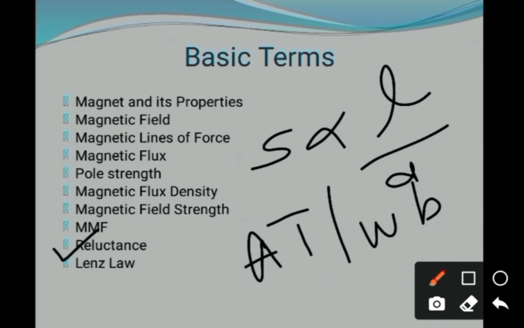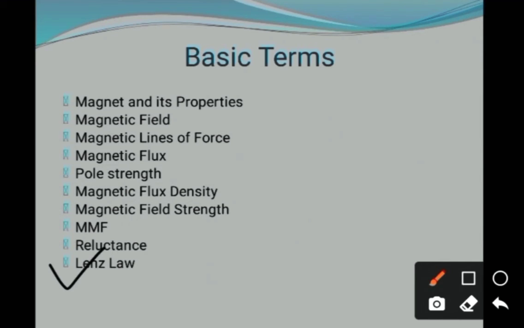Next term is Lenz law. Lenz law is frequently used in motors, and it is defined as: the induced EMF is opposite to the cause of its production. Generally the induced EMF is produced due to the flux cutting. So, Lenz law says that the induced EMF is opposite to the cause of its production. So, the induced EMF tries to oppose the flux cutting. This is known as Lenz law.